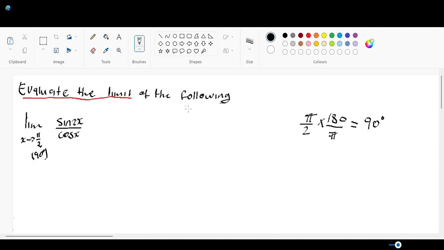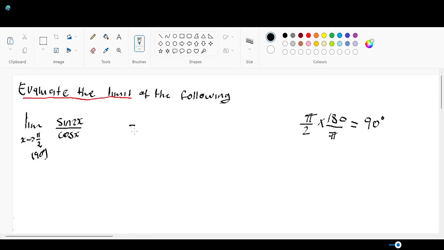Let's see what we get when we do direct substitution. Remember, that's step number 1. Step number 1 is direct substitution. Step number 2 is simplification. Step number 3 is divide by x with the highest power. So step number 1, direct substitution.